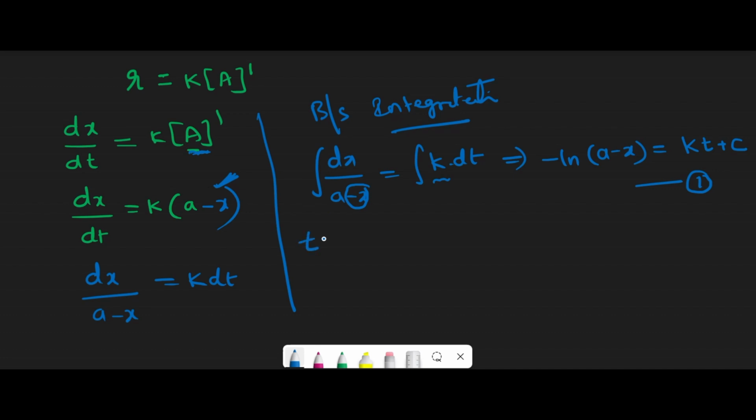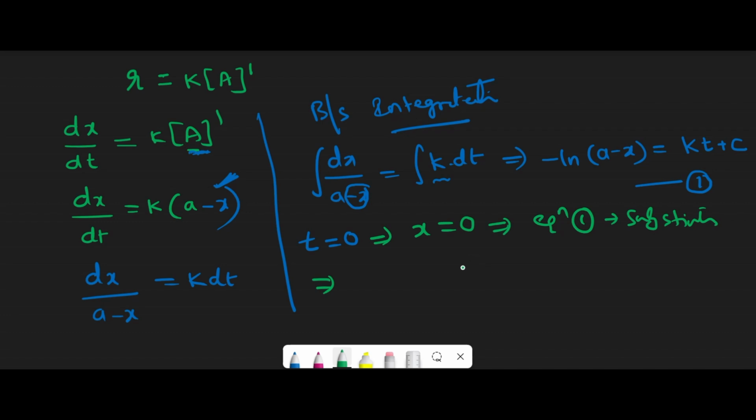Now what will happen if we take the initial time, that means at zero time, the starting stage? Obviously there is no product, that means x is also equal to 0. Therefore, at t equal to 0 and x equal to 0, I am substituting this data in equation 1, in order to get the initial stage.